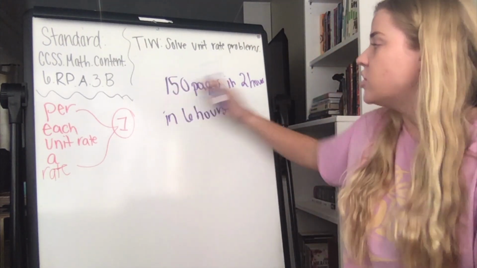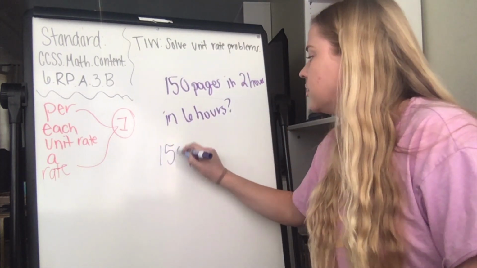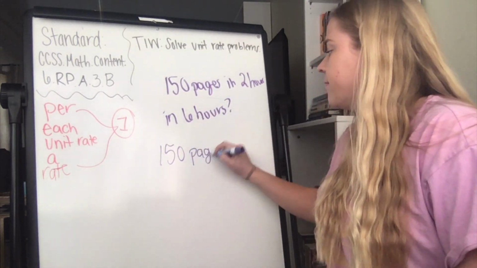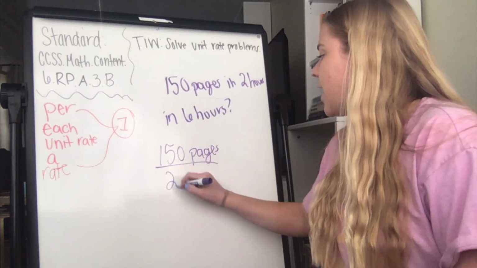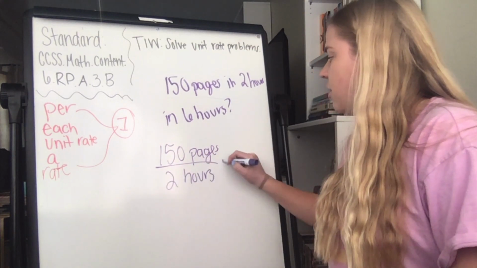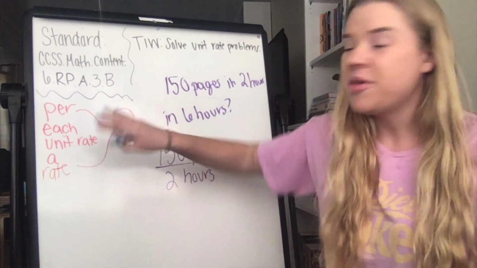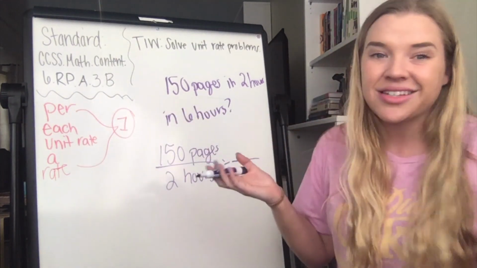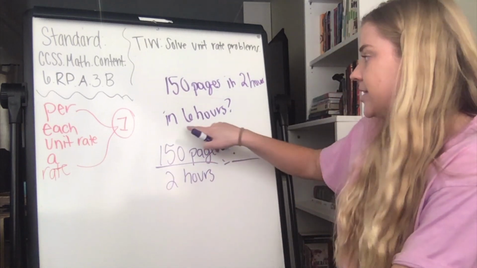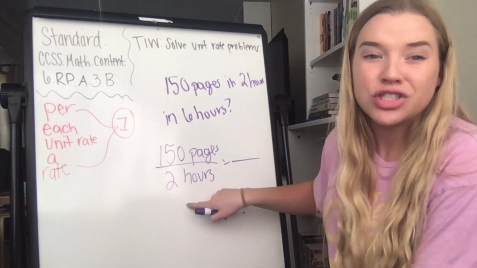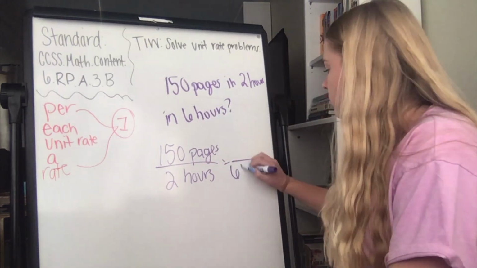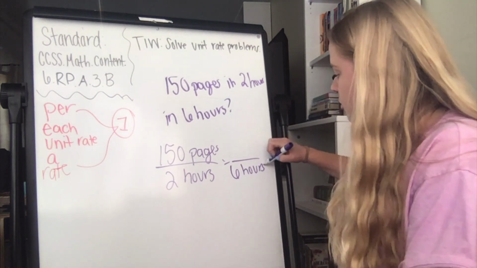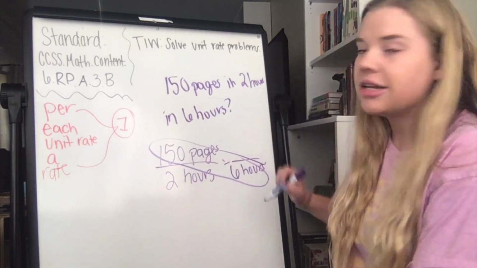Okay, so our original ratio is 150 pages in 2 hours. Those are the two quantities that we're comparing. And we want to solve for 6 hours. I don't see any of those words, so I'm not solving for 1, but it's still the same strategy. Hours have to stick with hours, so hours are staying on the bottom. Multiply across, and divide by what's left.